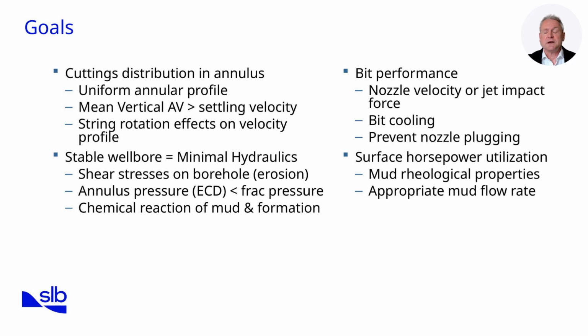Key goals of hole cleaning optimization. First, cuttings distribution in the annulus. Our aim is to achieve a uniform profile with no cuttings beds forming on the low side of the hole. In horizontal shale gas wells, for example, if the annular velocity drops too low, cuttings quickly accumulate, leading to stuck pipe. Drill string rotation can help by stirring the fluid and redistributing cuttings.